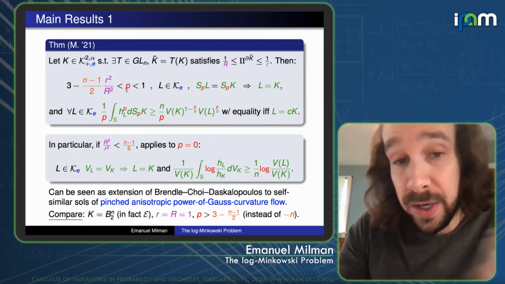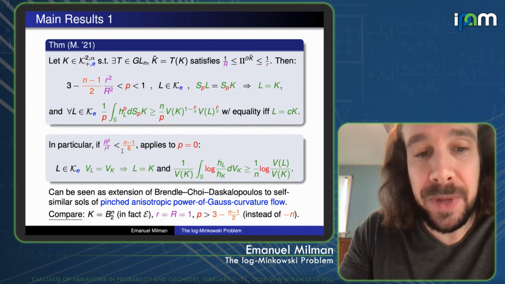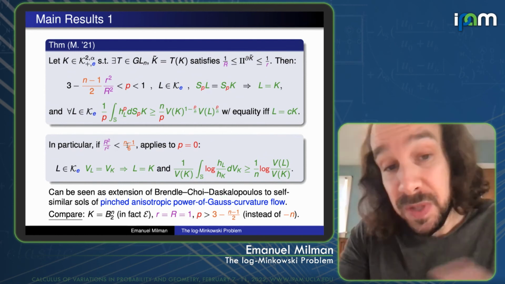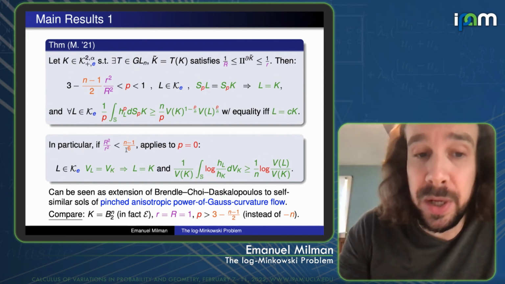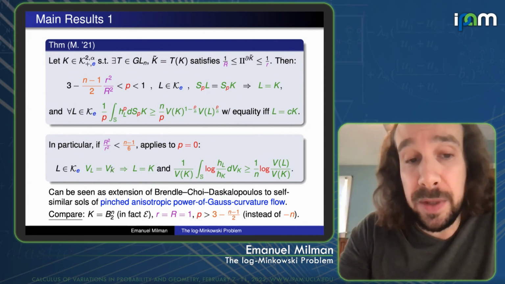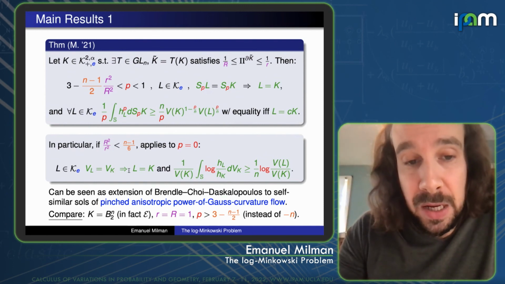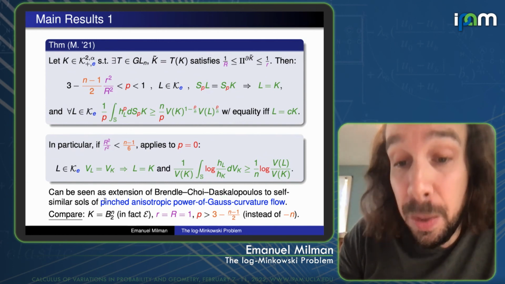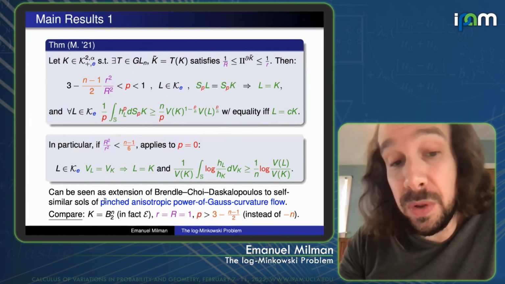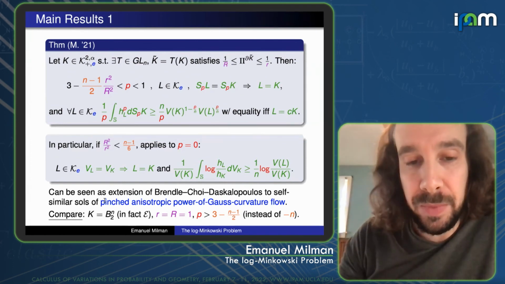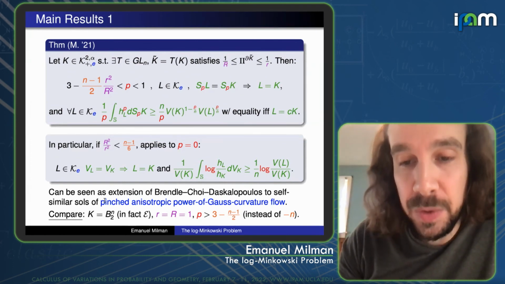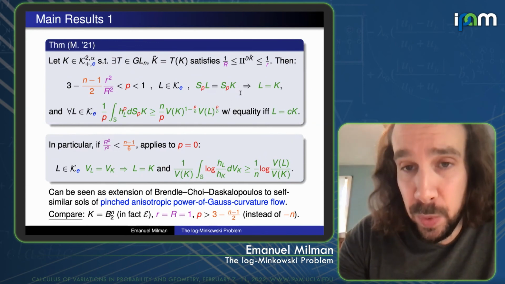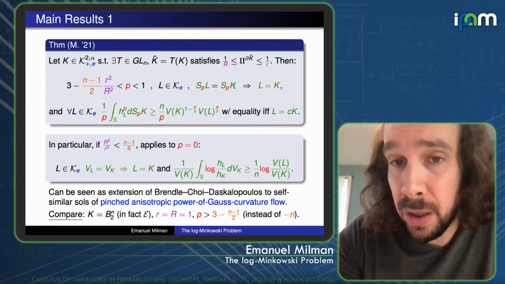Of course, the most interesting question is, when does this range include p equals 0? Because you want to hit zero, the conjectured value. This happens if the pinching constant squared is at most something like the dimension over 6. That's pretty good, actually. And in this range, you get uniqueness for the cone volume measure. So you can see this as an extension of the Brendle-Choi-Daskalopoulos result to self-similar solutions of the pinched anisotropic power-of-Gauss-curvature flow. Remember, their result was only in the isotropic case, when the right-hand side is just the Lebesgue measure.